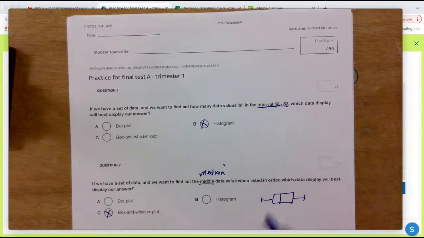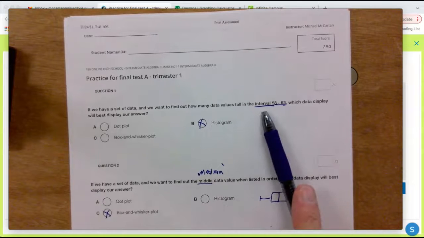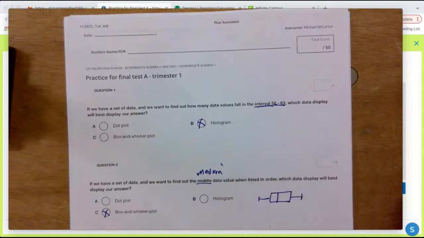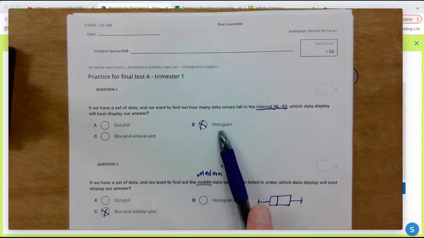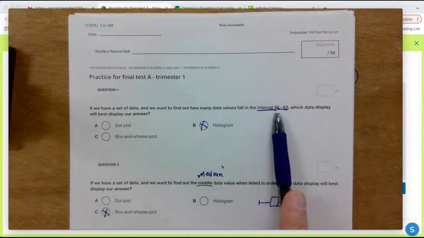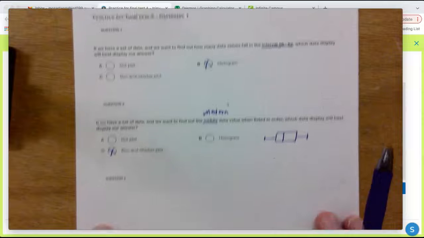Okay, guys, number one, it talks about intervals. This goes back to the first things we talked about at the start of this trimester. Dot plots, box and whisker. This is a histogram. Interval means histogram, arranged like this.